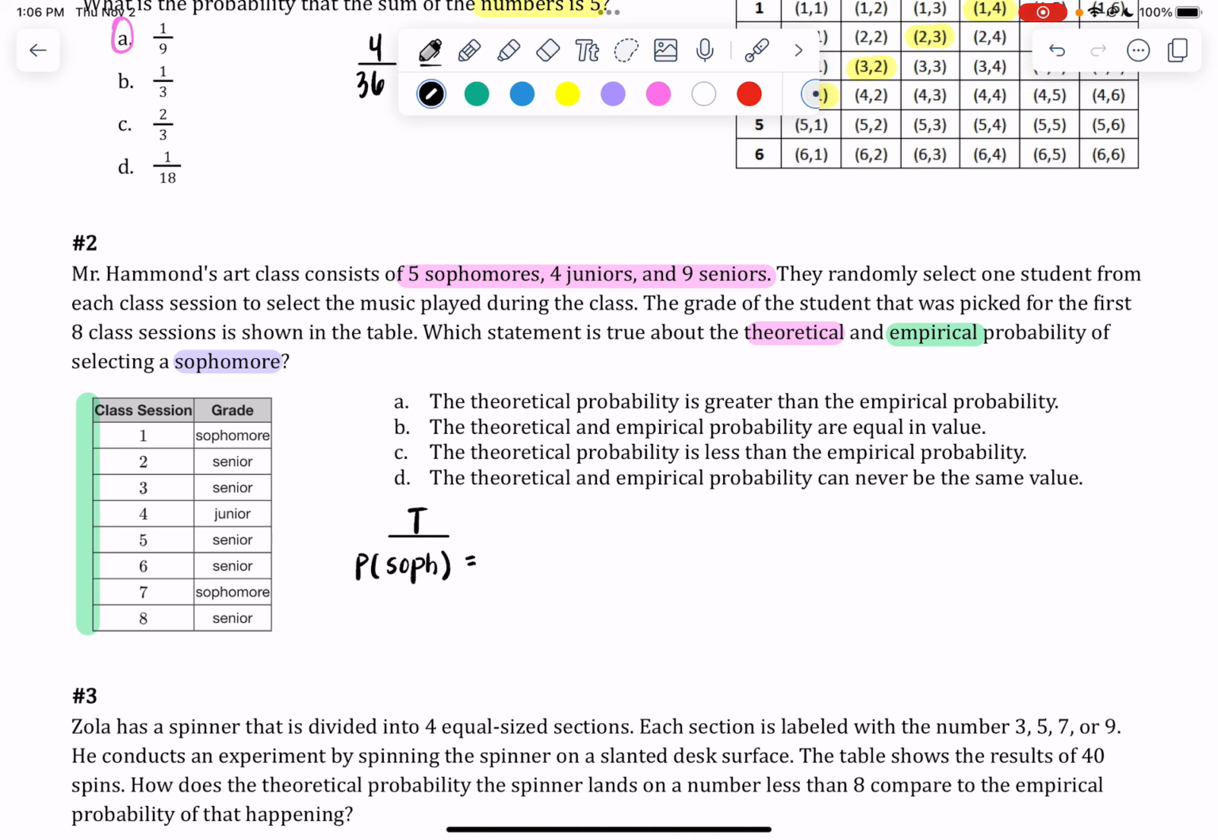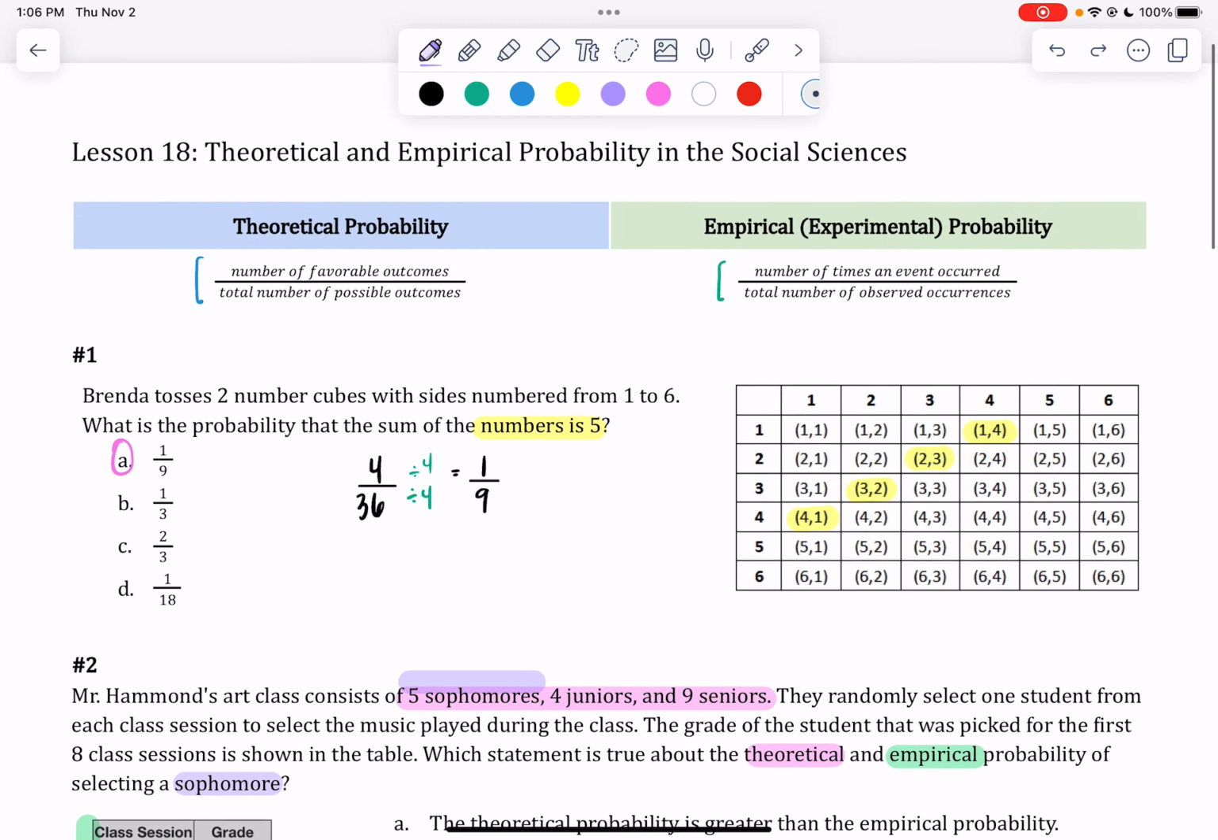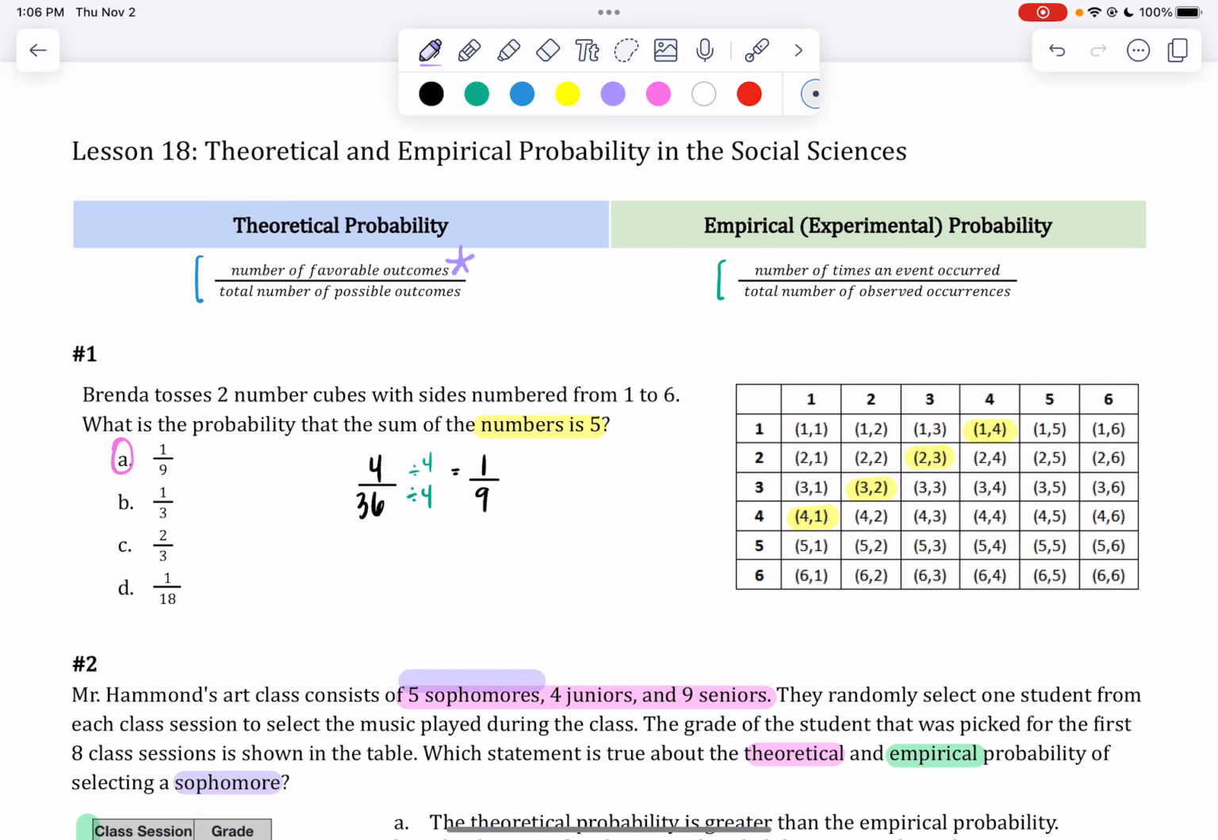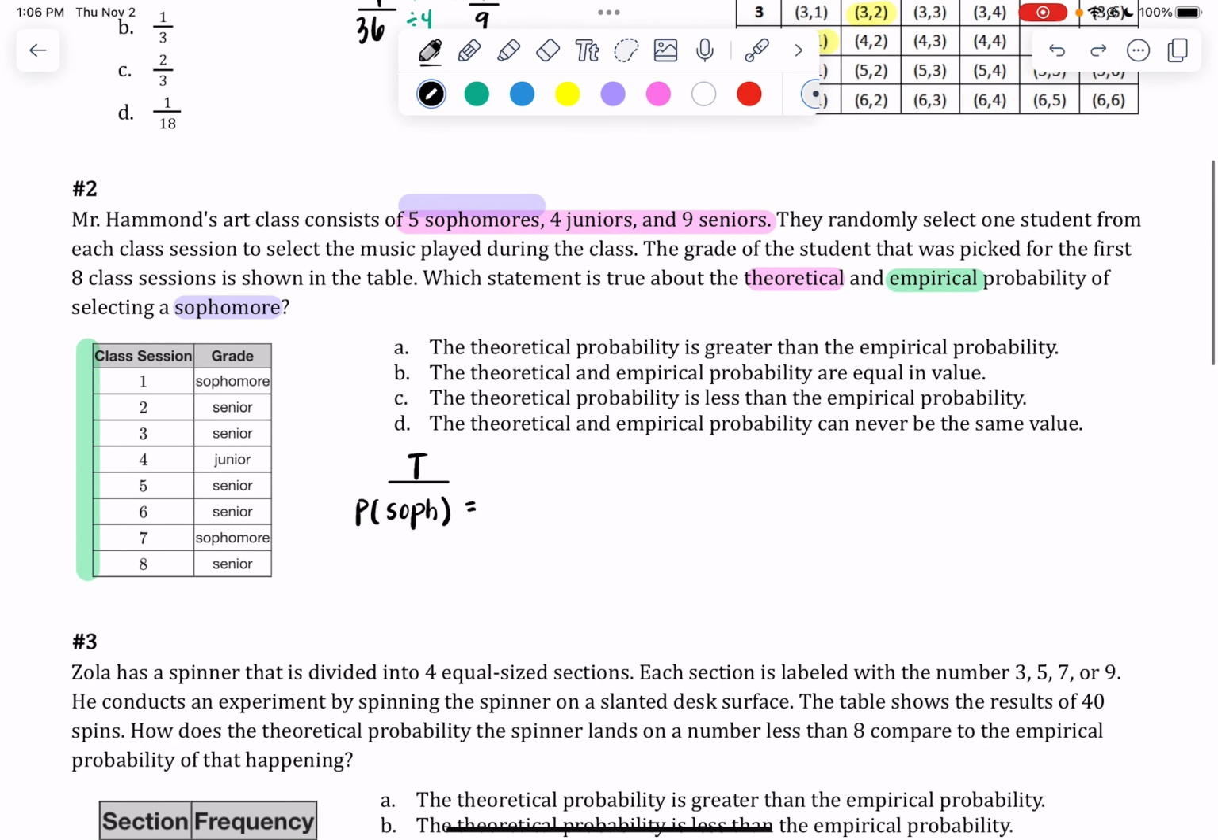So for theoretical, we need to look at the breakdown, which had 5 sophomores. So it'll be 5. That's our favorable outcomes. So 5 out of the total possible outcomes. To find that, we need to figure out how many kids are in the class. So 5 plus 4 is 9, plus 9 again is 18. So 5 out of 18 is our theoretical probability of selecting a sophomore.